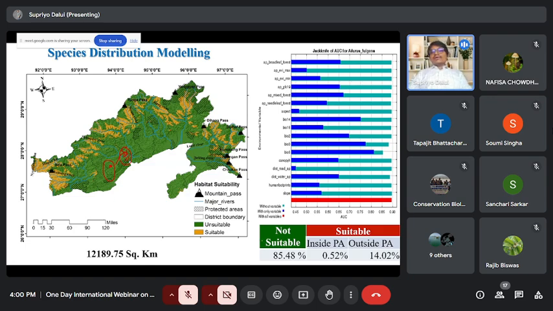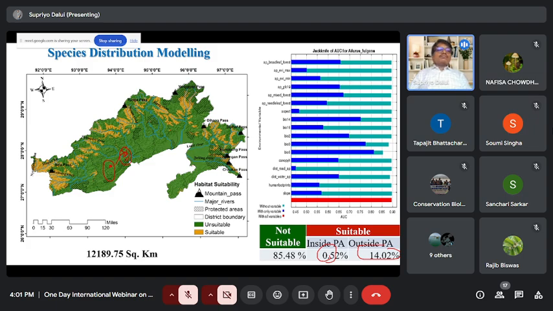So what I have found in this case is that most of the suitable areas for red panda actually exist outside the protected area network. So here if you see, only 0.5% area of the suitable habitat is inside the protected area network, and almost 14% is outside. So এত বড় ল্যান্ডস্কেপের মাত্র 14.5% is suitable for the species. সেটাই একটা বড় কনসার্ন আমাদের জন্য যে এই স্পিসিসটাকে এই ল্যান্ডস্কেপে প্রোটেক্ট করা বা কনজার্ভ করা is important.